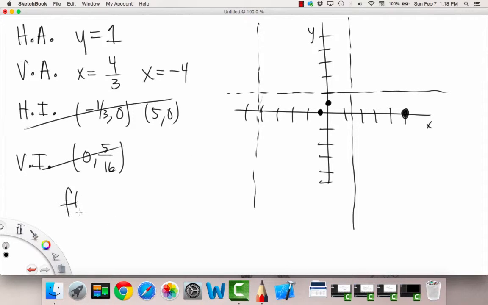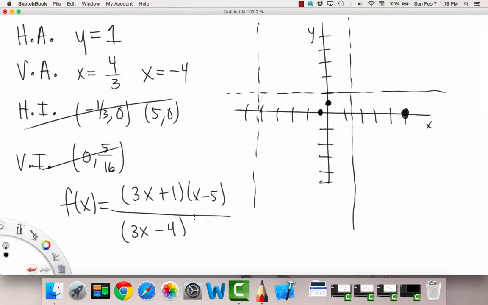Okay, so if we go back to our factored form of our function, we see the following. So we had 3x plus 1 times x minus 5 over, and this is the important part, 3x minus 4 times x plus 4. So for each of these, this one gave us x equals 4 over 3, and this one gave us x equals negative 4. Those gave us our vertical asymptotes. For each of these, we had a power of 1, right? Which means, because it's odd, that at each of these vertical asymptotes, we have opposite behavior on either side, okay? So we have something going up on one side of the asymptote and something going down on the other, or something going down and something going up, okay?